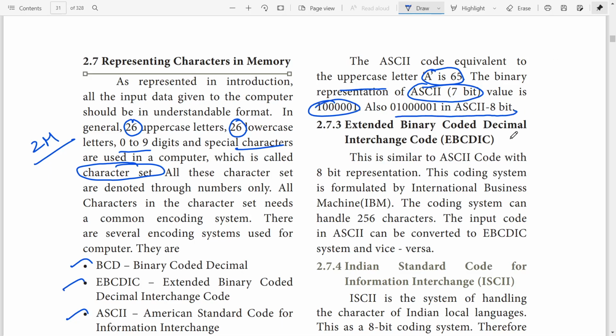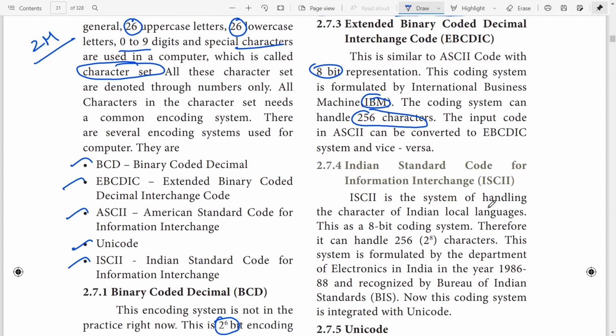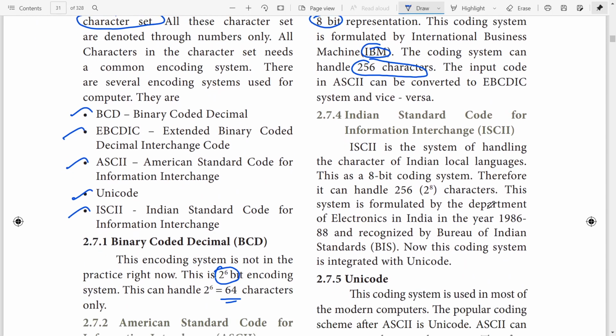Extended Binary Coded Decimal Interchange Code. This is similar to ASCII code, an 8-bit representation formulated by International Business Machines. The coding system can handle 256 characters. The input code in ASCII can be converted to EBCDIC system and vice versa. That is Extended Binary Coded Decimal Interchange Code.